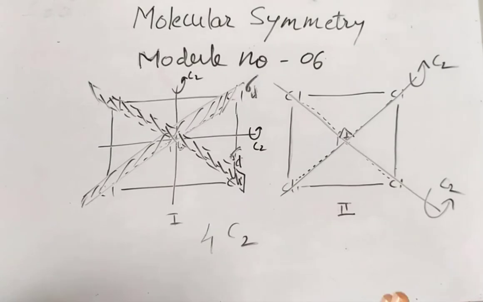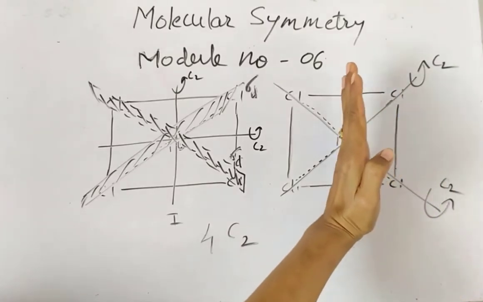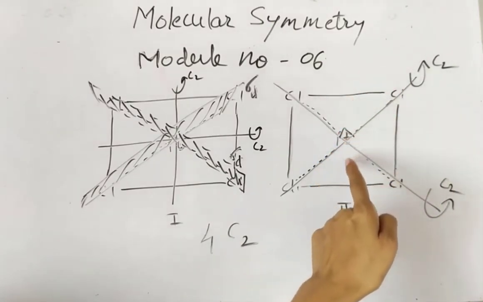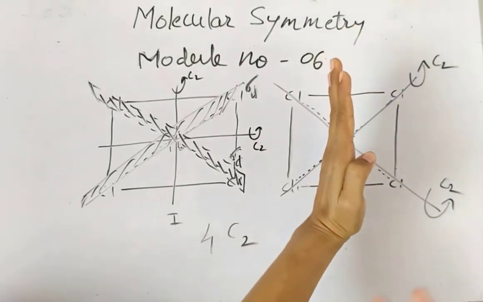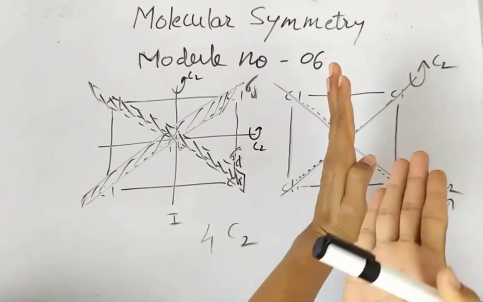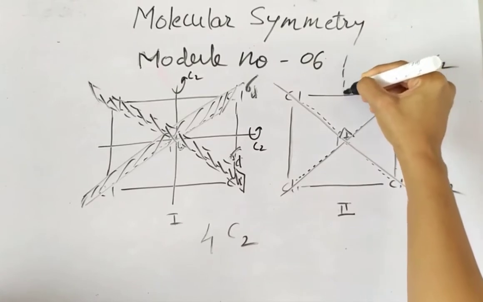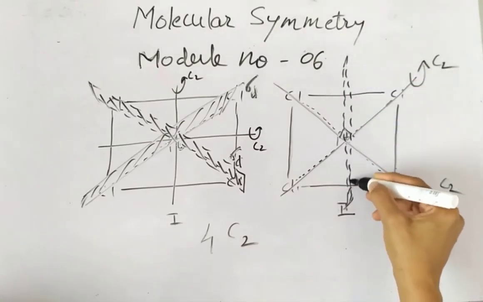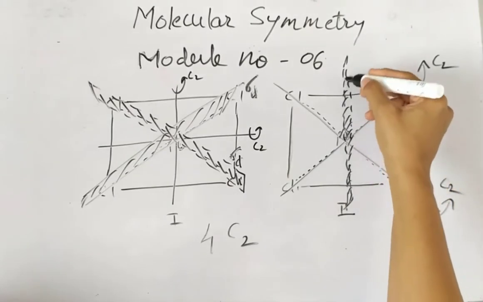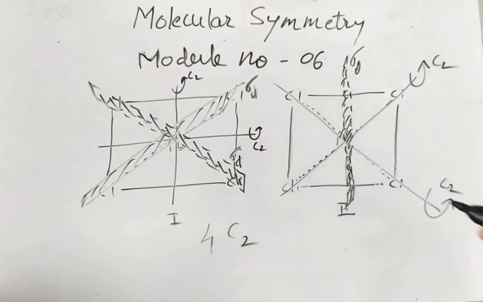So easily you can imagine, the very first thing that will come to our mind, the plane will be passed like this, which is of course bisecting these two C2s, and which is dividing the image also in two equal halves. So here I will pass the plane like this, which is called as the sigma D.